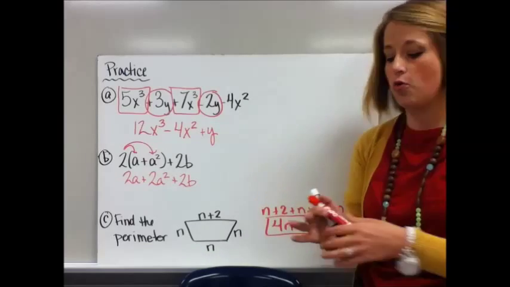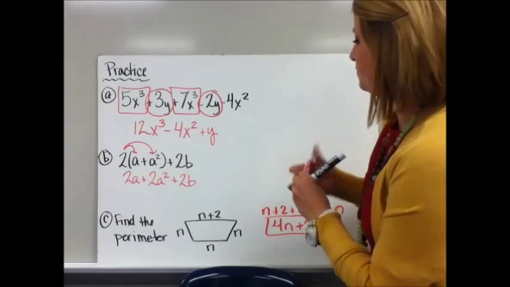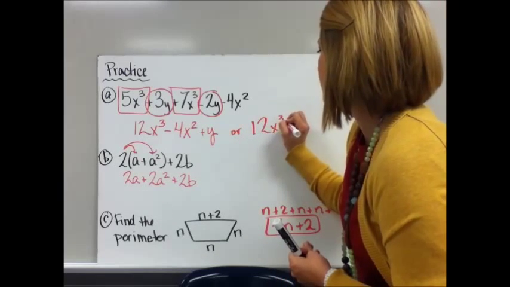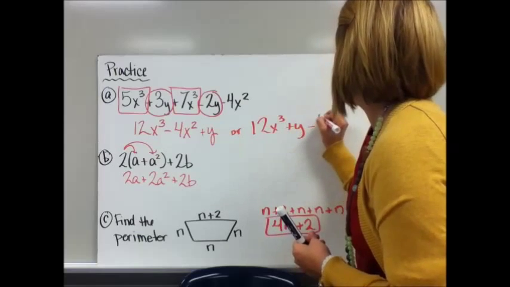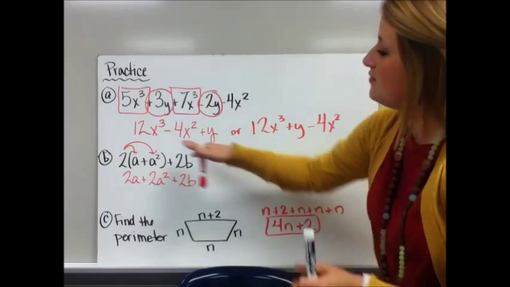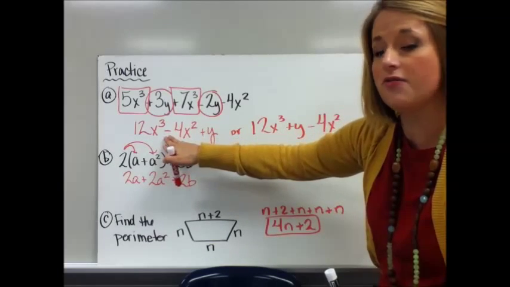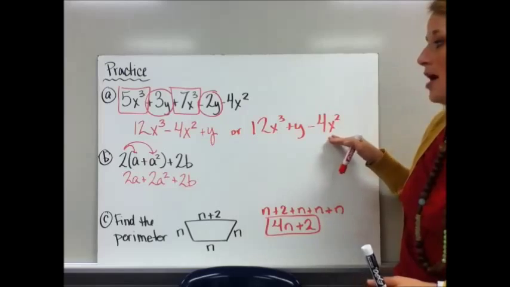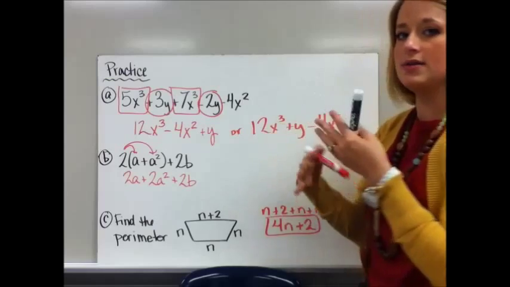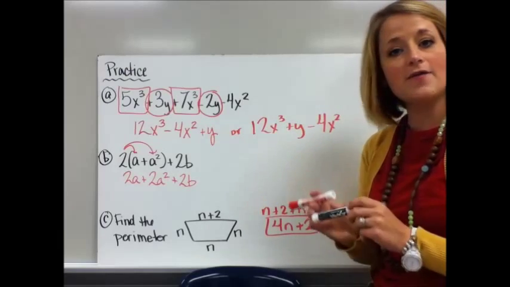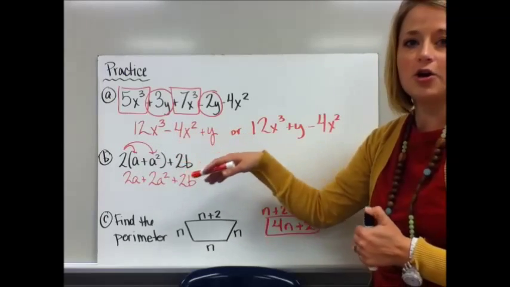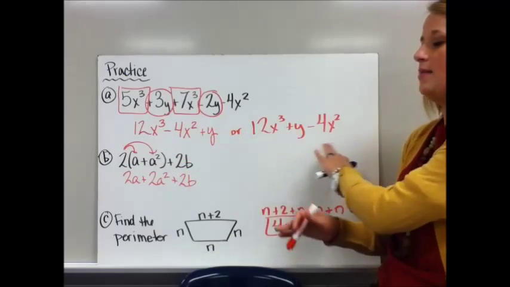If you had these out of order, for instance, if you had 12x to the third plus y minus 4x squared, that is an equivalent expression, because what I've done is I've still kept that negative attached to the 4x squared, and I've brought it over here in front of it. So that would be another way that would completely be correct. It's just not in the same grammatical order. If you really like for your answers to match an answer key perfectly, you're going to want to put it in the correct order. Otherwise, this is fine. It means the same thing.